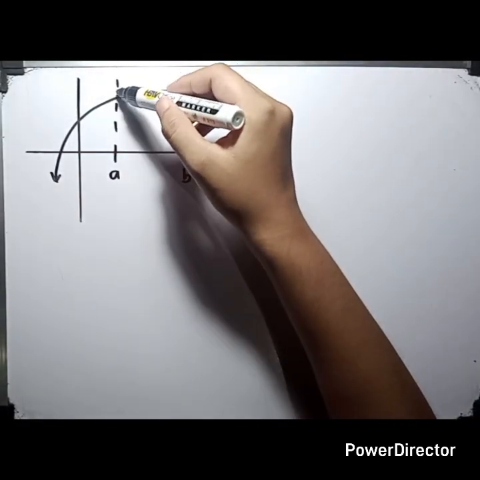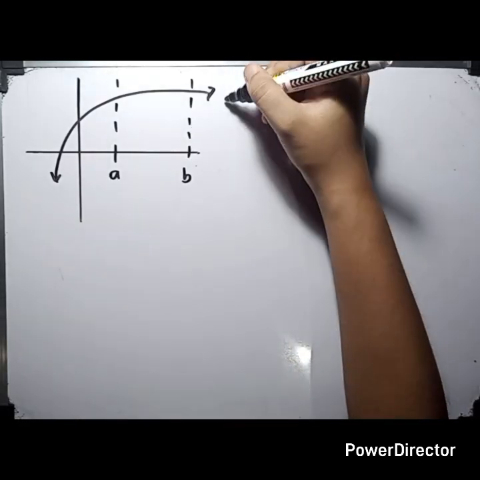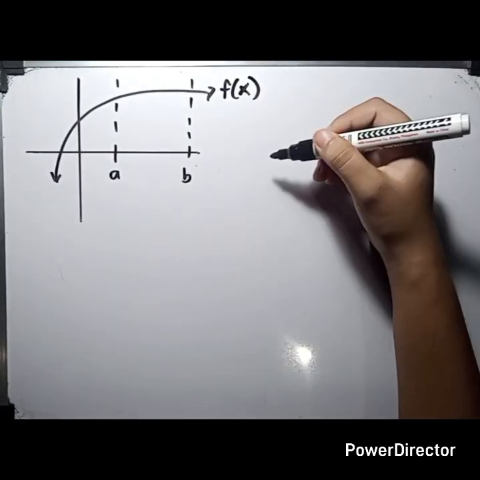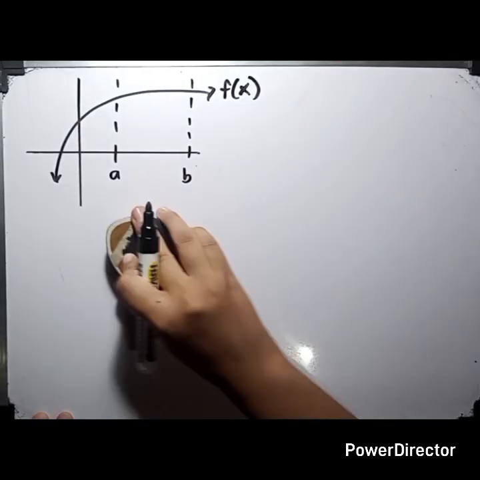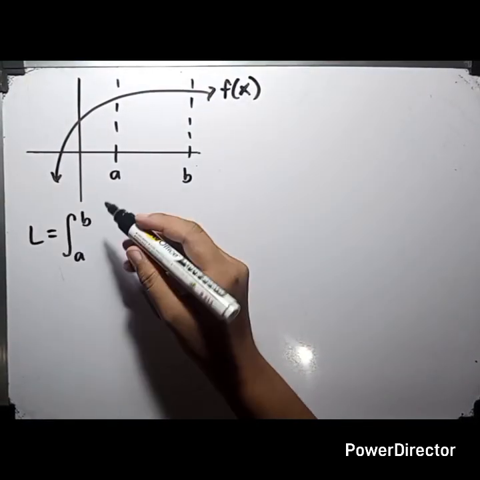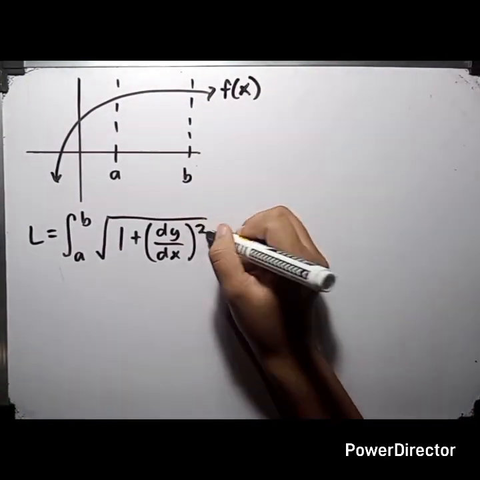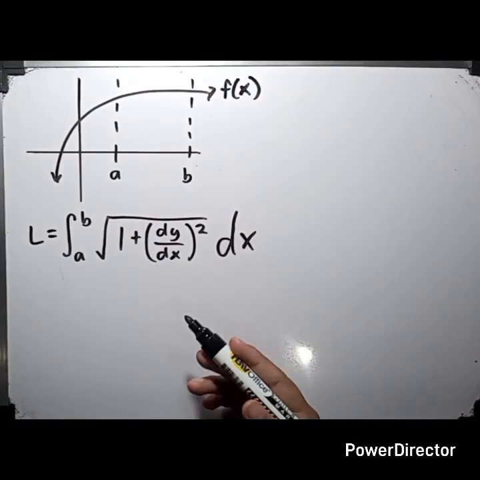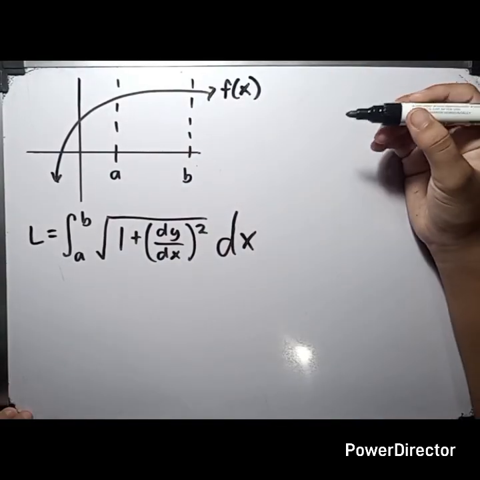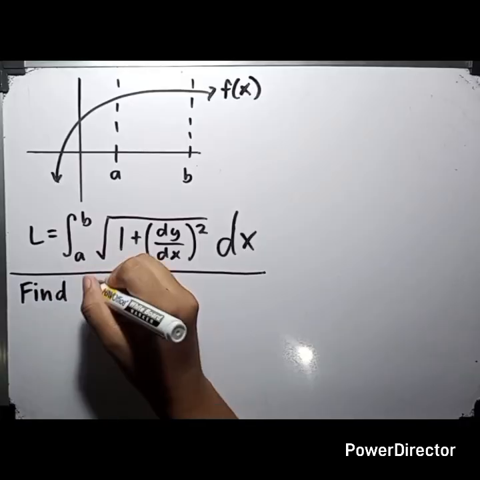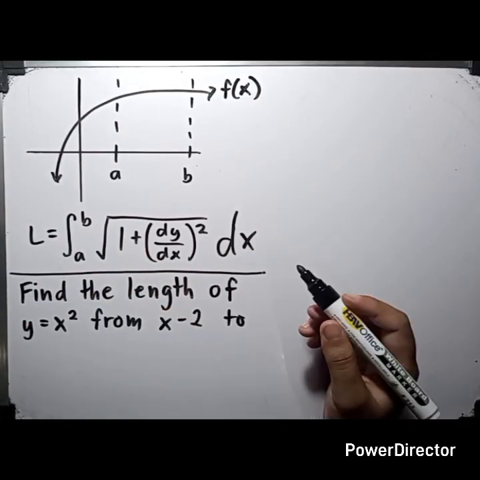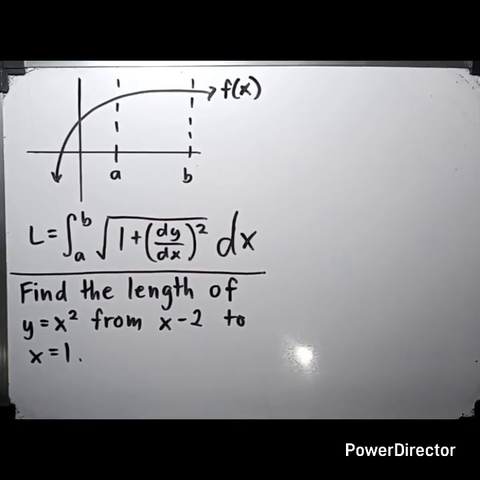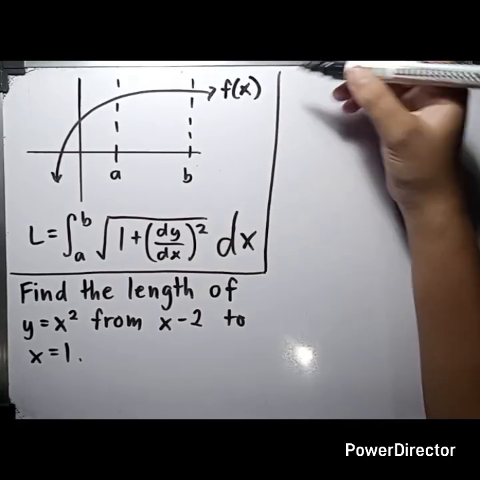Again, from interval a to b, we can find the length of a function or a curve by using this formula. Let's try to solve a problem right away. Find the length of y equals x squared from x equals negative 2 to x equals 1.